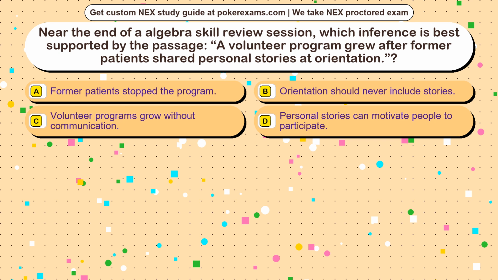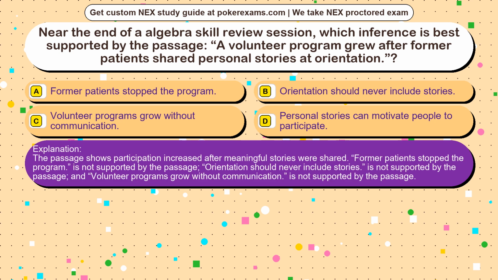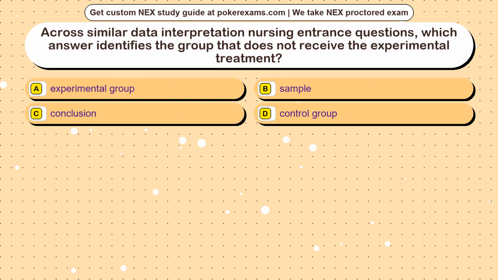The correct answer is option. The passage shows participation increased after meaningful stories were shared. Former patients stopped the program is not supported by the passage. Orientation should never include stories is not supported by the passage, and volunteer programs grow without communication is not supported by the passage.